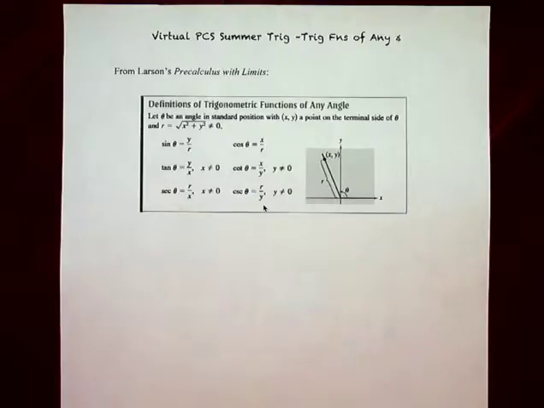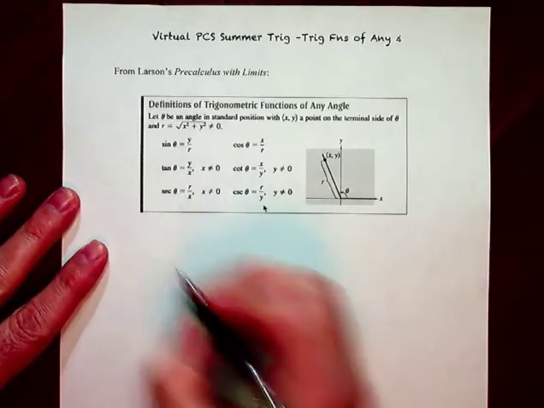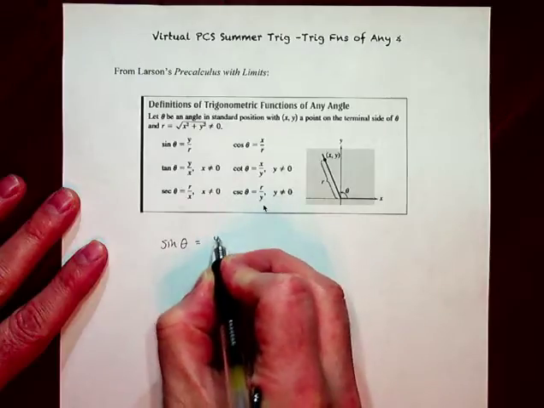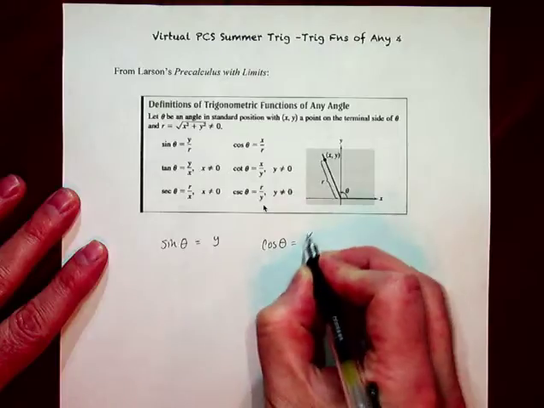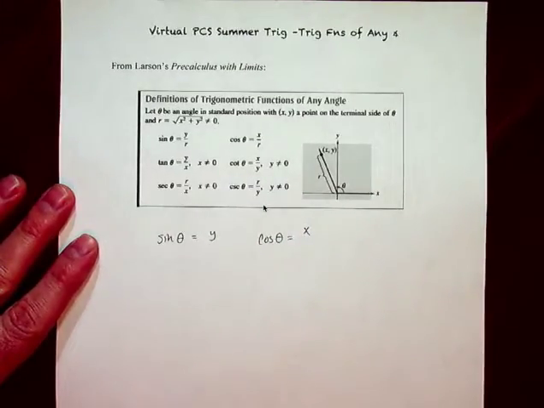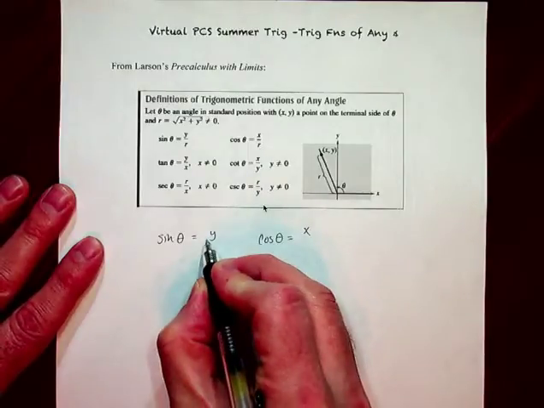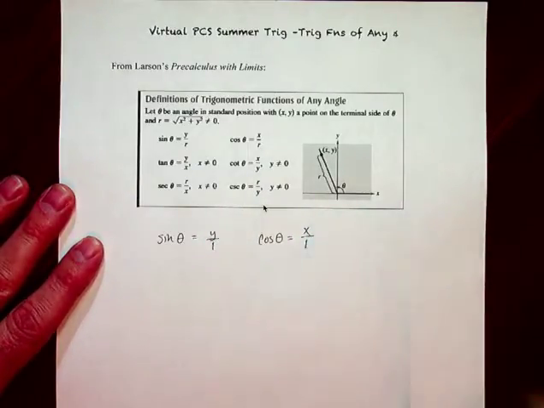When we are dealing with the unit circle, we remember that sine theta was equal to y, right? And cosine theta was equal to x. The reason why is because it was the unit circle, and that opposite was being put over a 1, and that adjacent was being put over a 1.